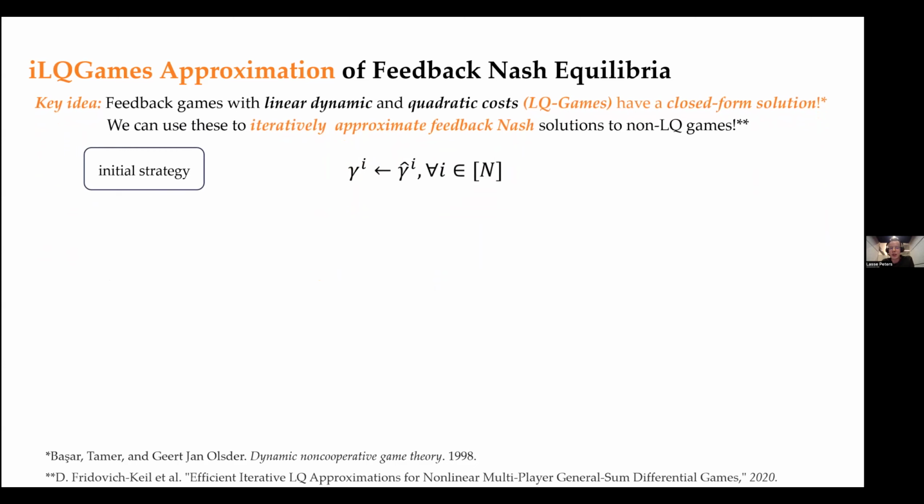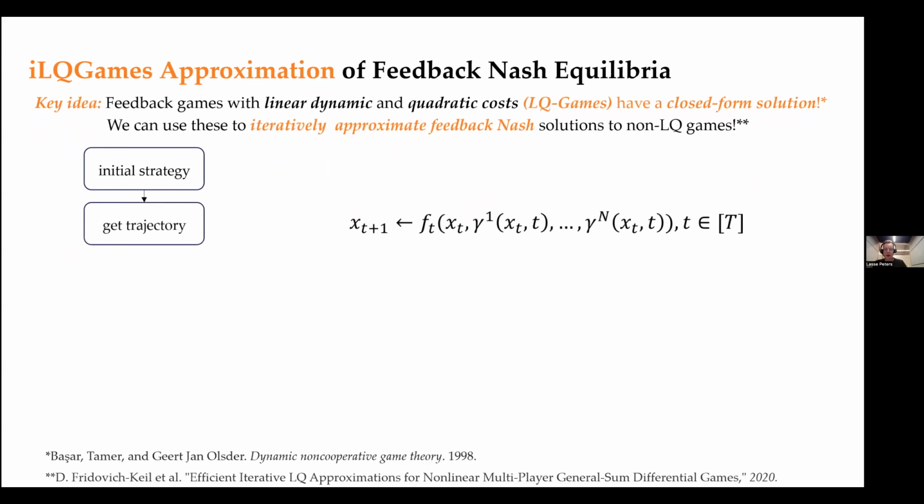So let me walk you through this. We will start with some initial guess for the strategy profile. So we have an initial guess for the strategy of each player. In the simplest case, this may just be a strategy that applies no input. And then we proceed as follows. First, we roll out these strategies with the nonlinear dynamics to get the trajectory of the nonlinear system as induced by these current strategies.